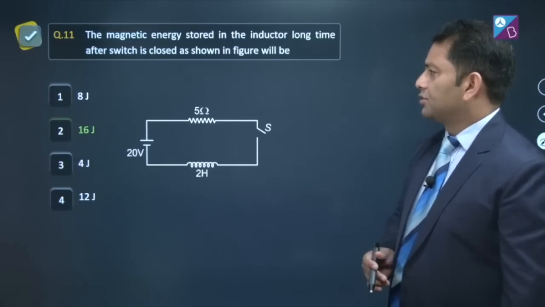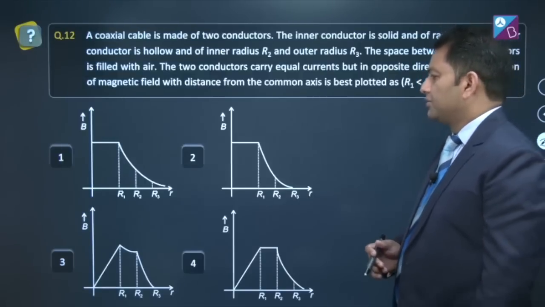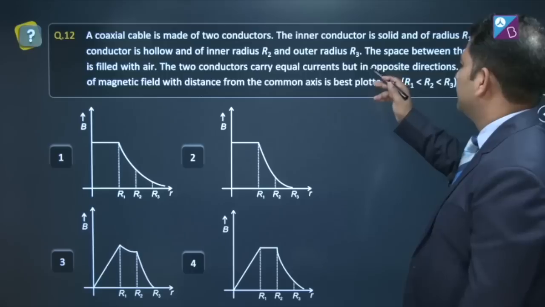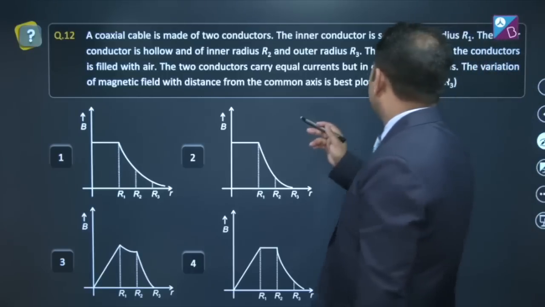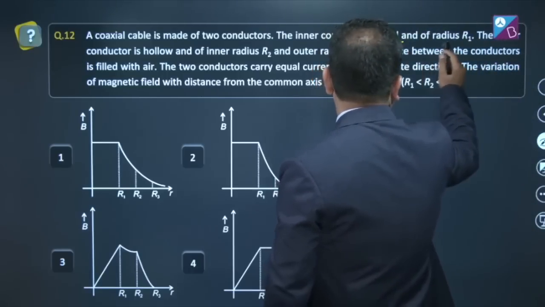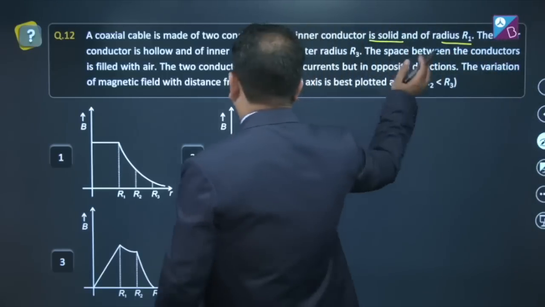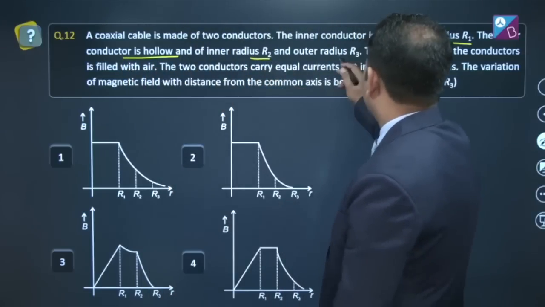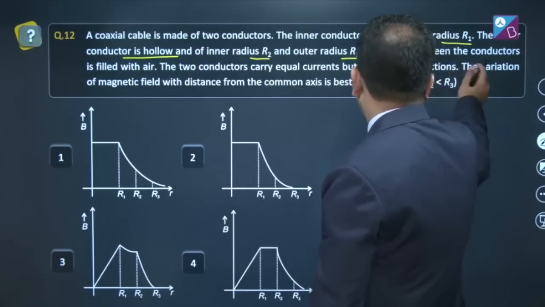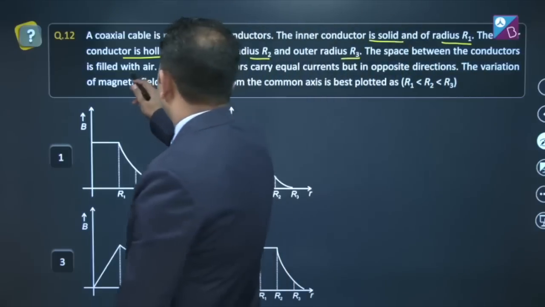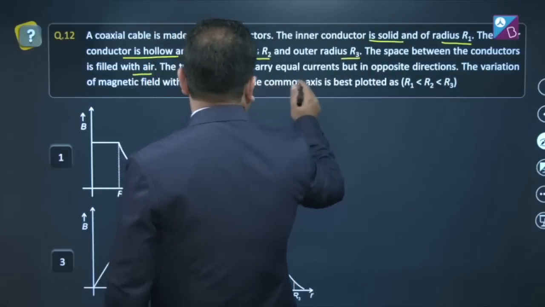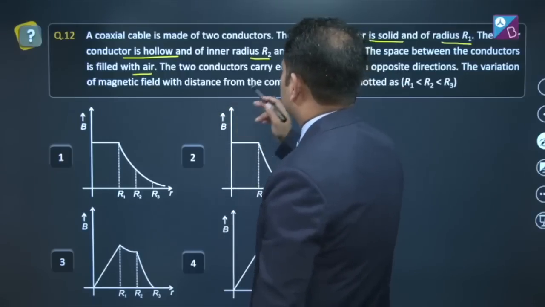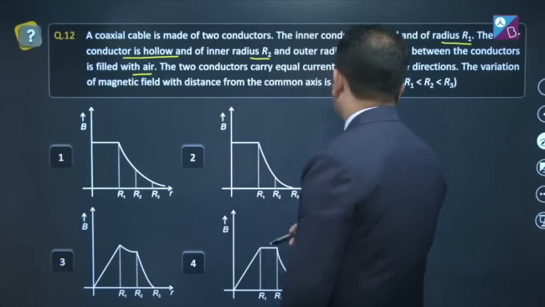Now let's go to question number 12. Question number 12 क्या कहता है? A coaxial cable is made of two conductors. The inner conductor is solid and of radius R1. The outer conductor is hollow and of inner radius R2, outer radius R3. Space between the conductors is filled with air. The two conductors carry equal currents but in opposite direction. Variation of magnetic field with distance from the common axis.